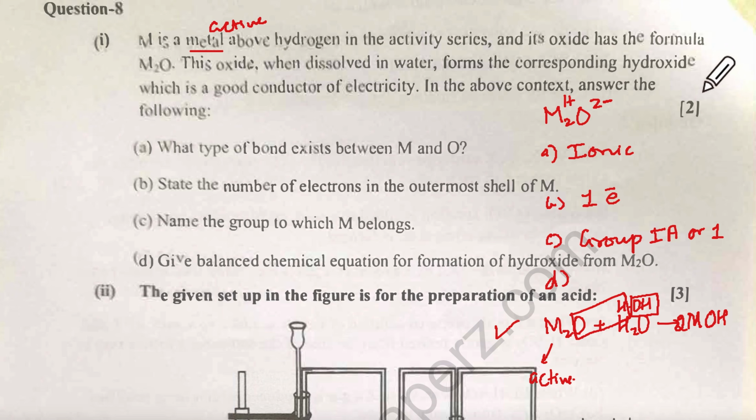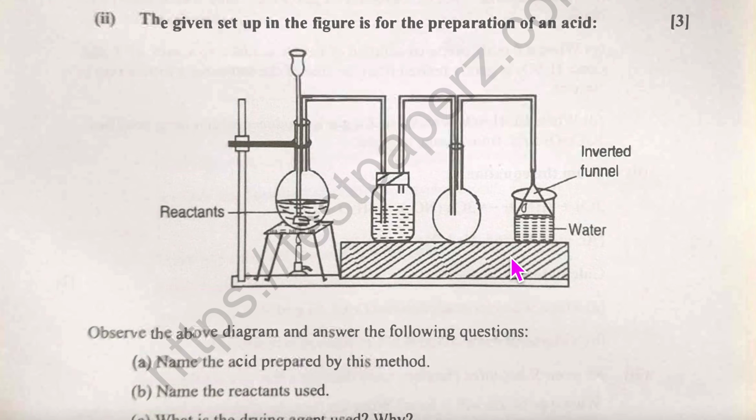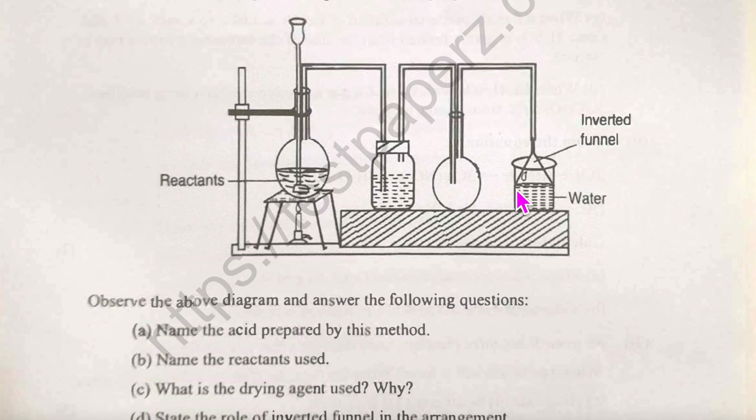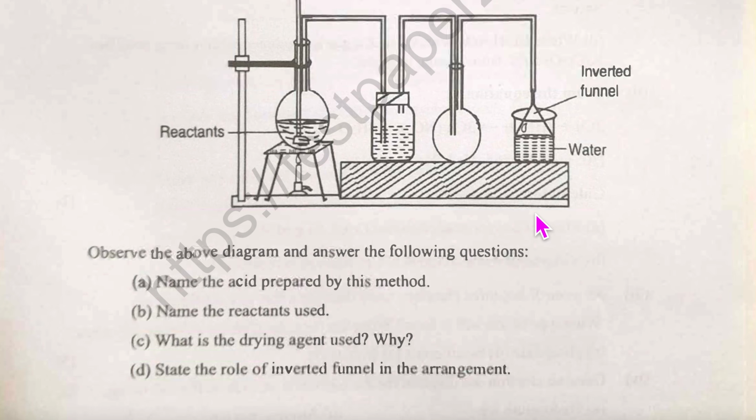There are 4 questions and 2 marks, half a mark each. What is this? Some preparation of an acid. Which acid must this be? It's definitely not ammonia acid. HCl. Very good. This kind of setup is used for ammonia also, but ammonia is not an acid, correct? So in the above diagram, name the acid prepared by this method. Hydrochloric acid. Very good.